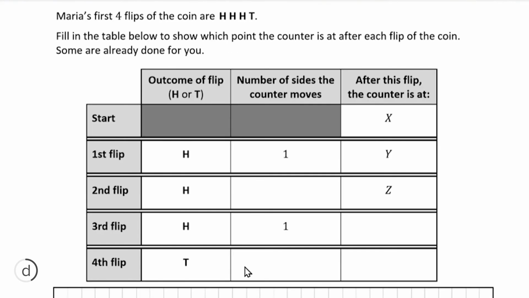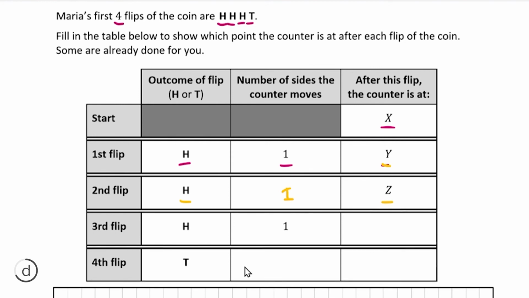So looking at the question now, it says Maria's first four flips of the coin are head, head, head, tail. And we have this table below, and we want to fill in all the missing parts of the table. So we can see the first flip has been filled in for us. It was an H, which means she had to move one space, which means she went from X to Y. Looking at our second flip, with a bit of filling in to do here, it says the flip was an H, so that means we must move one. And of course she went from Y to Z, but that's already been filled in for us.